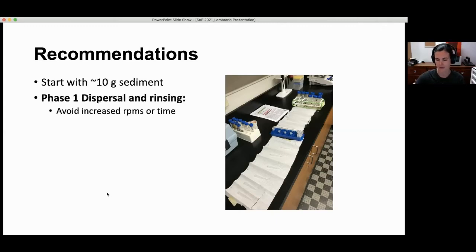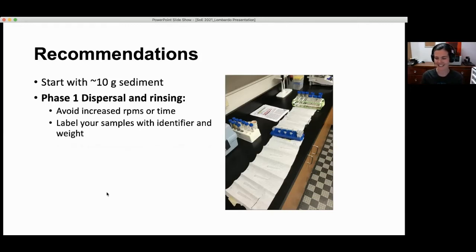One may be tempted to increase the RPMs or the time of your centrifugation as you go through this processing protocol because there's so much centrifuging. You might think that you'll be centrifuging effectively or that you'll cut down on your time, but in fact, this will just cement your sample to the bottom of your tube and then you won't be able to mix the sediment.